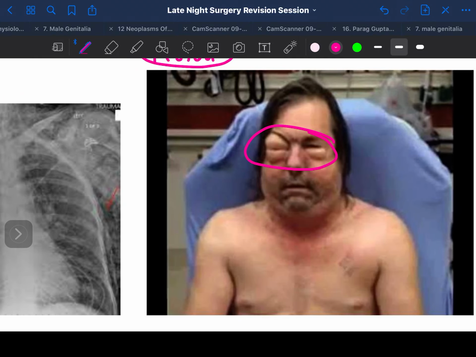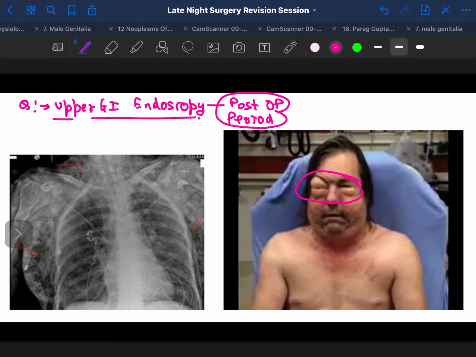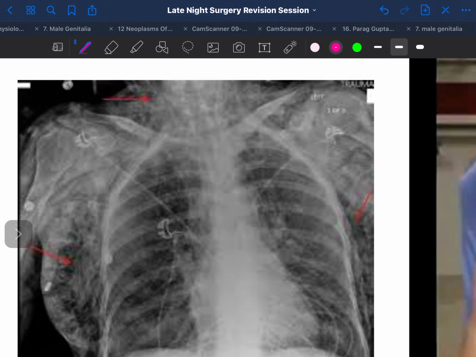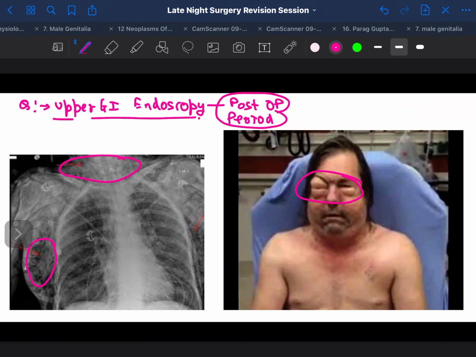So here you are able to see something. I hope you're able to appreciate. Please have a look at that. Then you ordered an X-ray in this particular patient, and on X-ray you found something which is wrong over here. Other things are not very evident over here. Here also you can appreciate something. So what is this particular patient suffering from, guys?